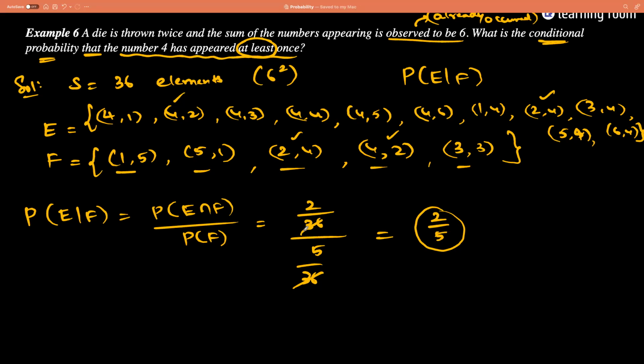Is that point clear? Yes, sir. So are you guys clear with which one to be taken as E and which one to be taken as F? That's what you need to master for conditional probability. If you crack that, this chapter is easy. Right. Shall I proceed?